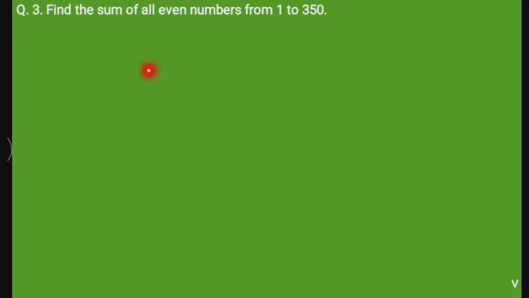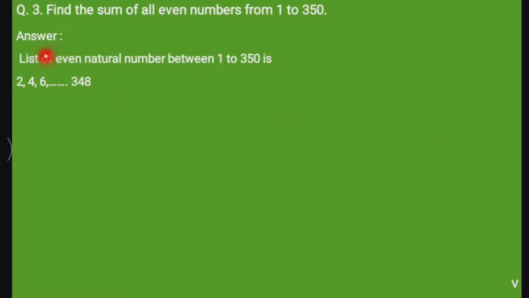Question number 3. Find the sum of all even numbers from 1 to 350. So first we know the even numbers. So even numbers start from 2 and we require the even numbers from 1 to 350. So we write here answer. List of even natural numbers between 1 to 350 is, first even number is 2, then next even number is 4, then next even number is 6, and so on.